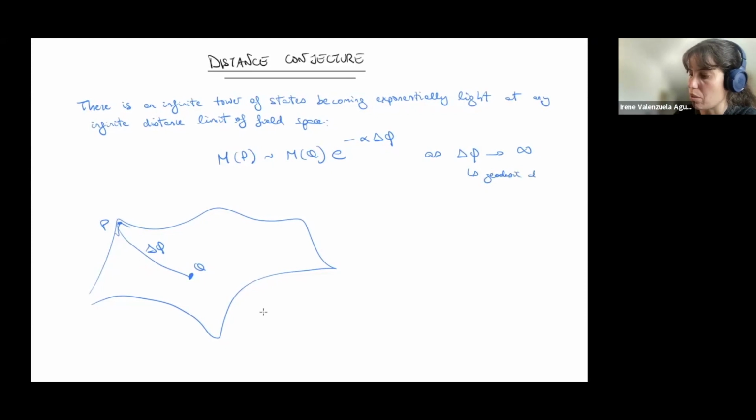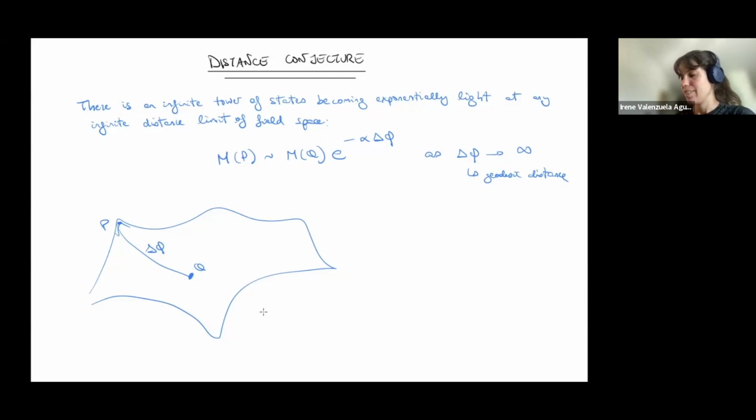So when you have more than one field, the proper way to formulate this is that you have to consider what the scalar manifold is, taking into account the metric coming from the kinetic term, and then you compute the geodesic distance from that.